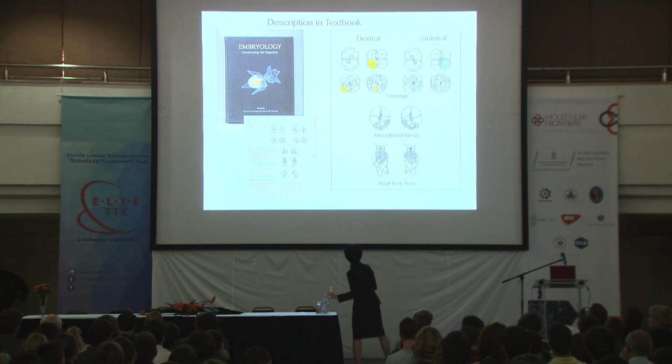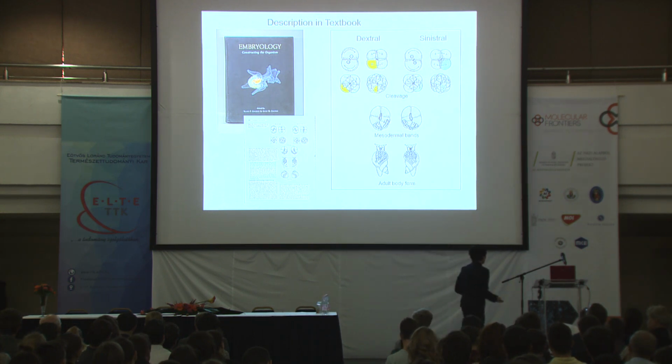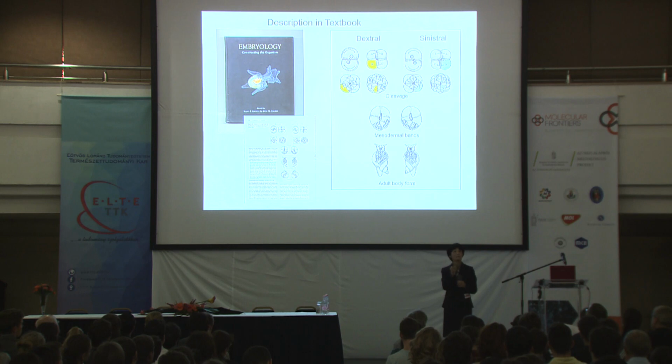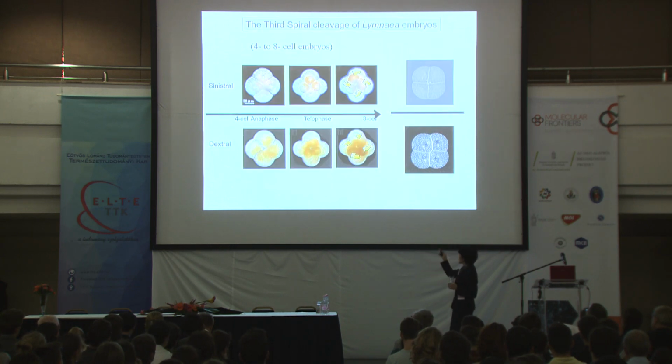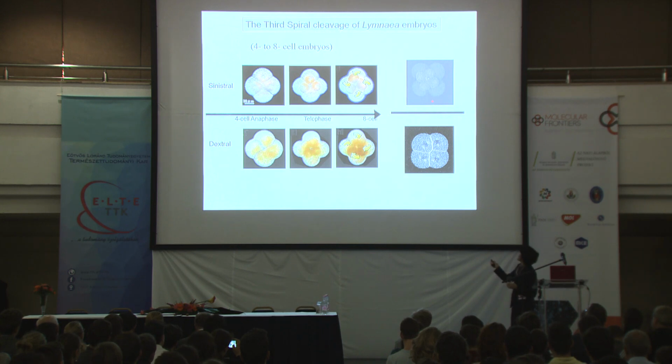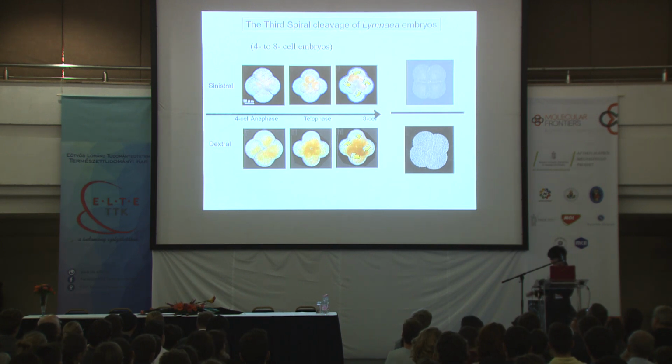But I realized that is not the case if you look closely at a particular stage, and that is the crucial stage for determining handedness. Now, this is it. Can you see here? This is a left-handed one, and this becomes a right-handed coiling snail. If you look at it carefully, there's a slight difference.